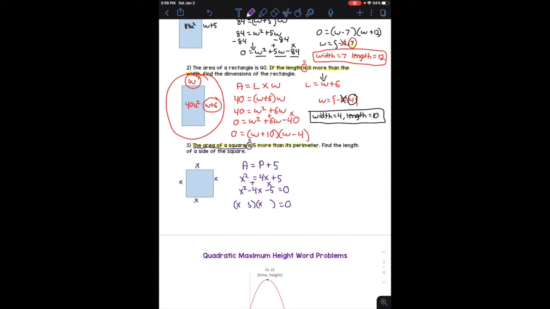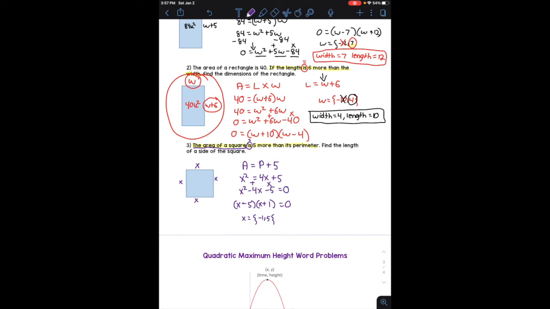That's going to be 5 times 1. One of those has to be negative. Which one would it be to add to -4? It would be -5 and +1 to get our two solutions, -1 and 5.